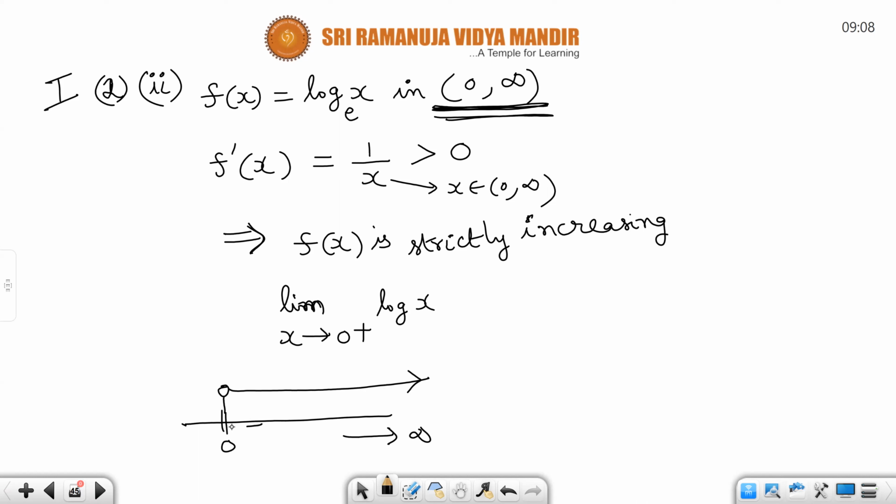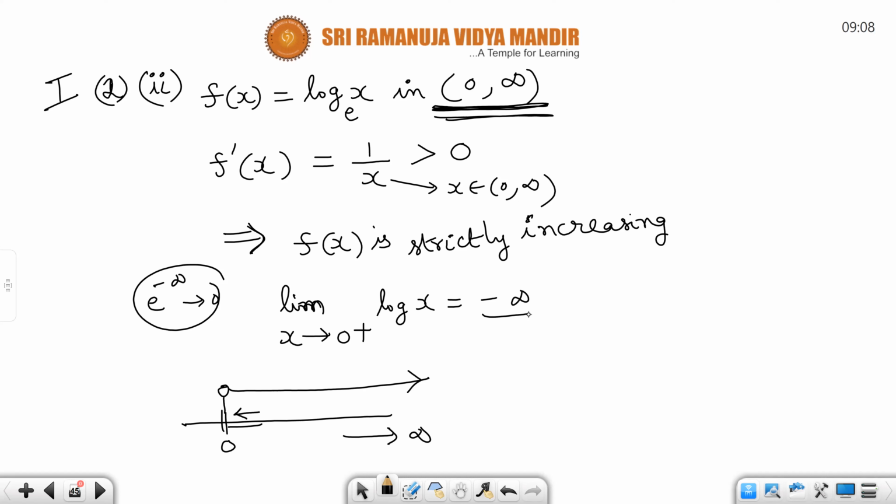That means log of a very small positive quantity. It is minus infinity. Log x base e, so e power minus infinity will be tending to 0, is it not? So therefore log 0 will be minus infinity. So this limit is minus infinity. As you approach 0 from the right side, log x value will be tending to minus infinity. So there is no minimum value.